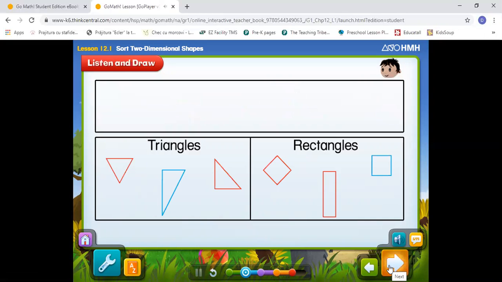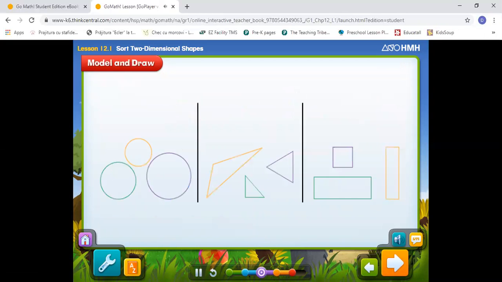Now, let's see the last part. Here are some ways to sort two-dimensional shapes. In the first group, the shapes are different colors and different sizes, so they weren't sorted by color or size. All the shapes are closed. What else is true about these shapes? So if you look here, how are the shapes? They are curved. Let's see if Miss Denisa is right. The shapes are all curved. They're all circles.